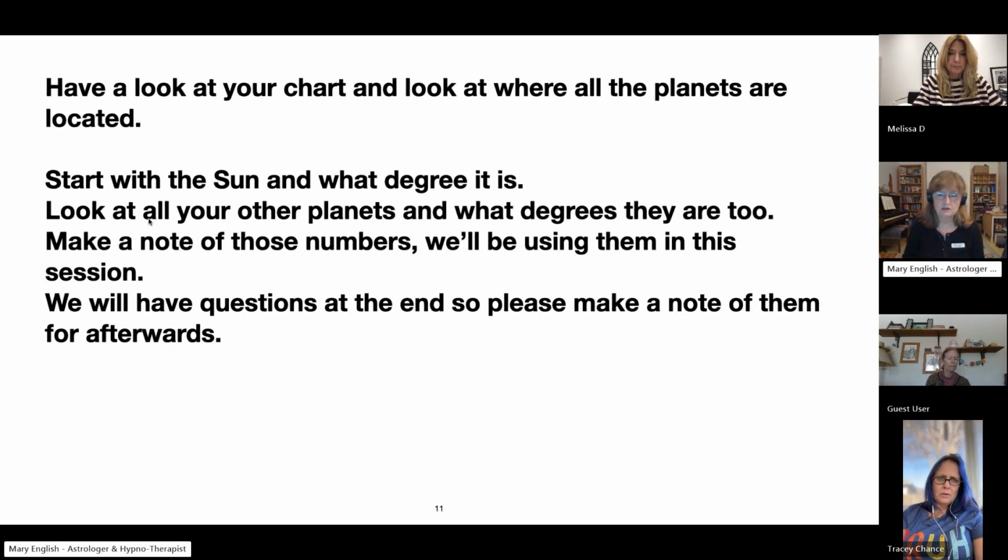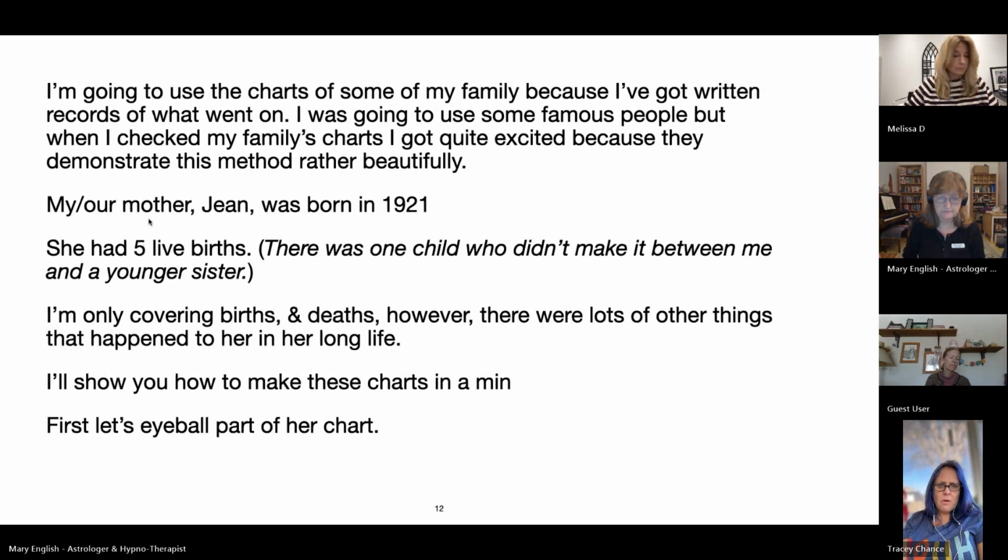So have a look at your chart and look at where all the planets are located. Start with the sun and what degree it is. Look at all your other planets and what degrees they are too. Make a note of those numbers because we'll be using them in this session. We'll have questions at the end, so please make a note of them for afterwards.